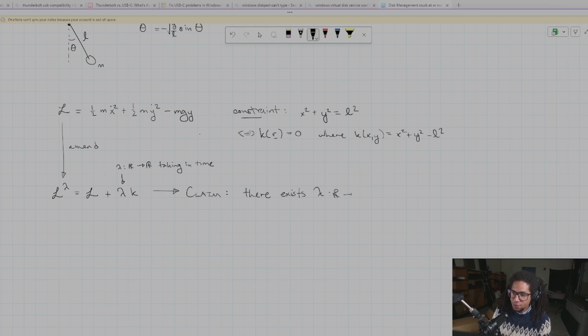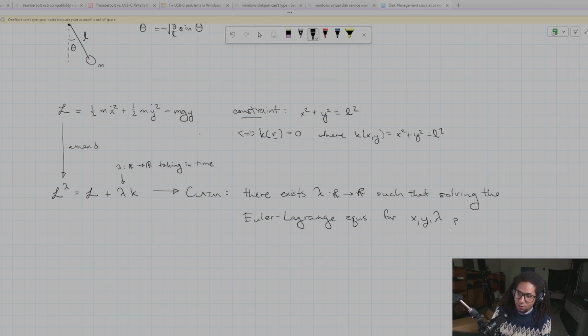from the reals to the reals, such that solving the Euler-Lagrange equations for, let me say, x, y, and lambda produces, but with no constraints, I should say, with no constraints, produces the correct trajectory.